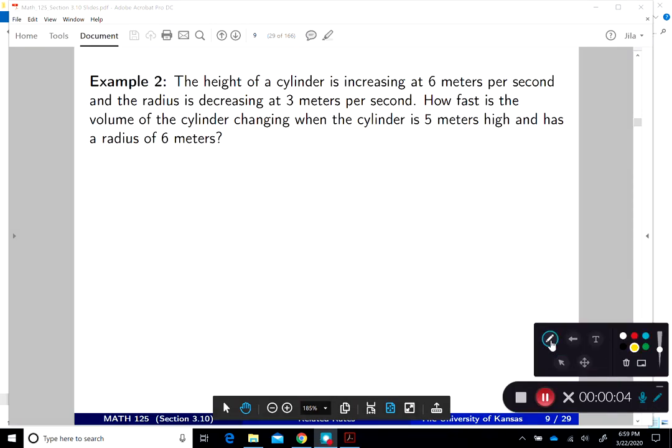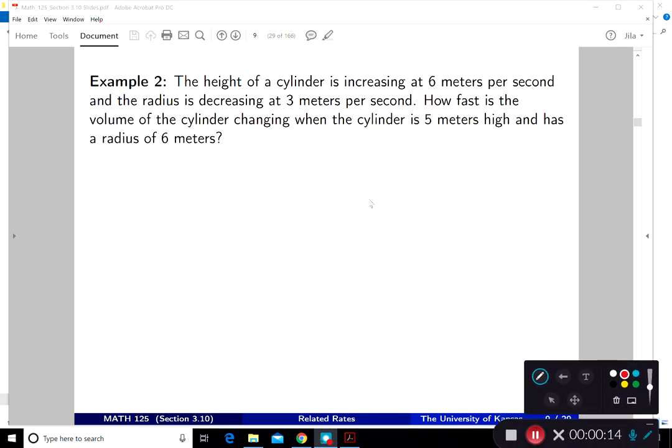So we're continuing with section 3.10, and these are related rates. We're looking for the rate of change for one quantity when the rate of change for another quantity is given.